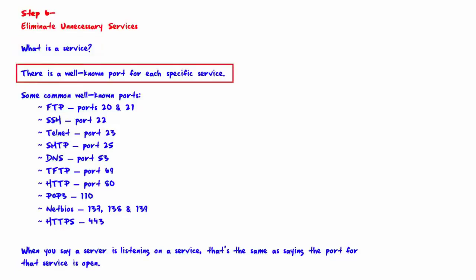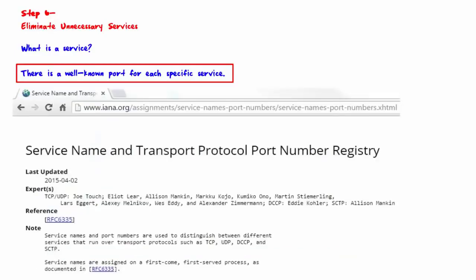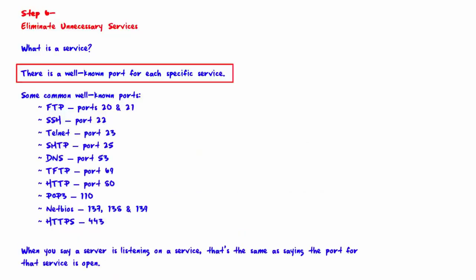There is a well-known port for each specific service. The complete list can be found on www.iana.org, and it's called the Service Name and Transport Protocol Port Number Registry. Yeah, it's really called that. Service names and port numbers are used to distinguish between different services that run over transport protocols such as TCP and UDP.